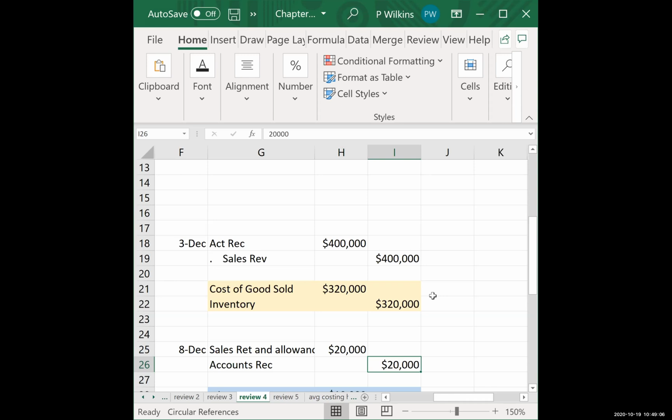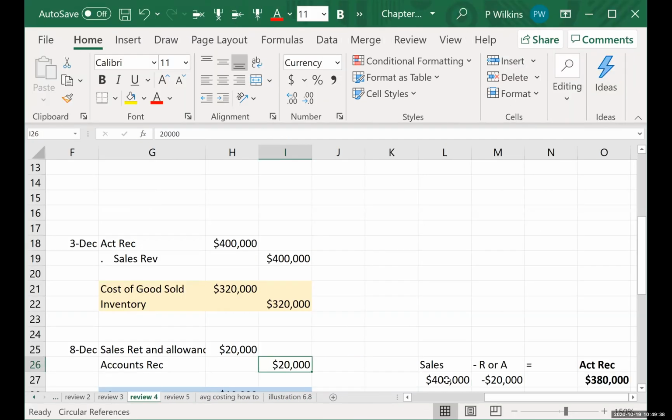All right, the next one says, December 13th, Kale Company received the balance due from Thompson Company. So we have to look at the problem and say, we sold the goods on December 3rd and we're getting paid on December 13th. So that is within the 10-day discount. Remember, the terms were 1% 10. So now we have to figure out all of the math part. On the screen, our sales were $400,000 minus any returns or allowances, which was $20,000. That gives us an accounts receivable number of $380,000.